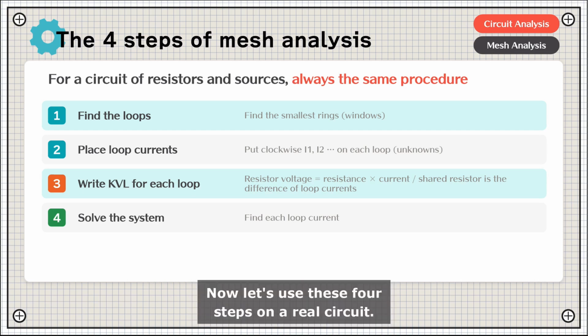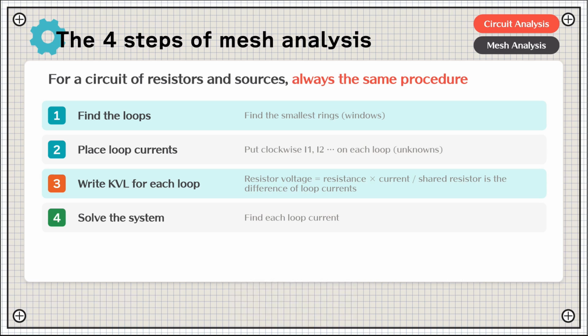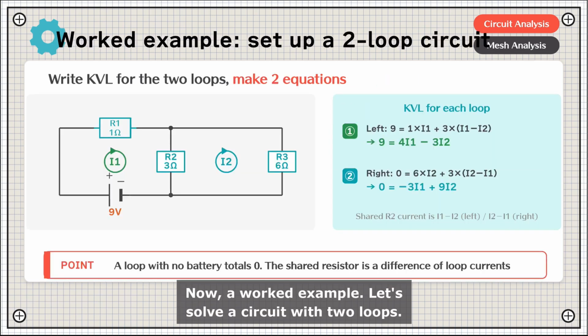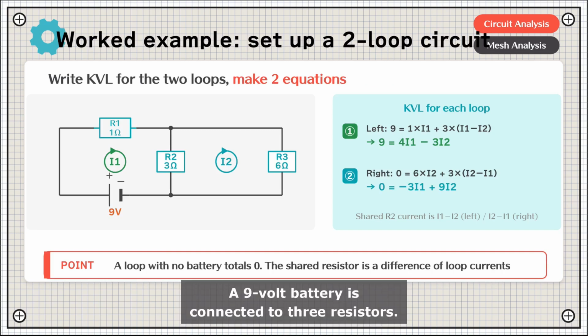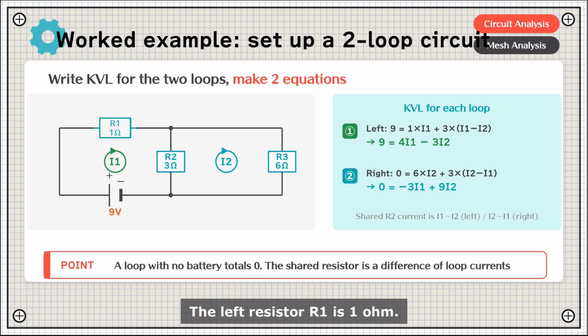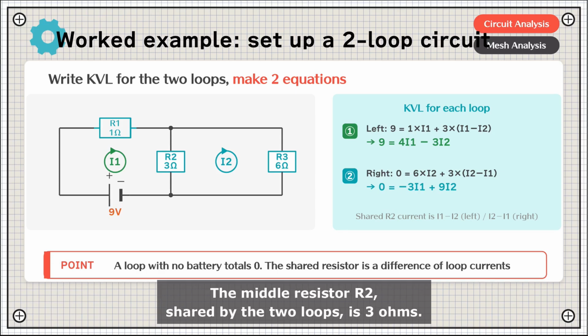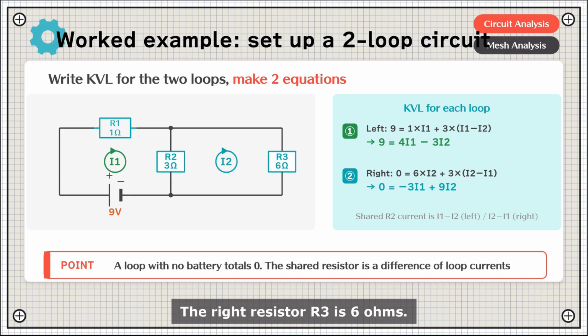Now let's use these 4 steps on a real circuit. Now, a worked example. Let's solve a circuit with 2 loops. A 9-volt battery is connected to 3 resistors. The left resistor R1 is 1 ohm. The middle resistor R2, shared by the 2 loops, is 3 ohms. The right resistor R3 is 6 ohms.